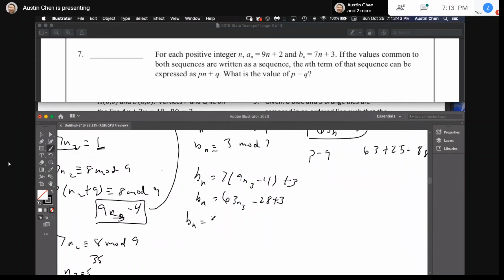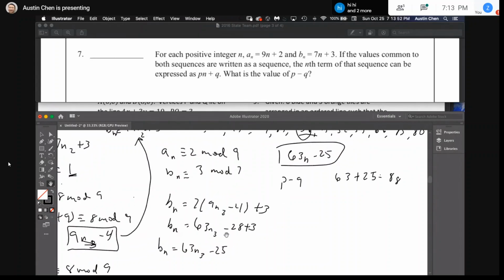Okay, so then look at this. Then we have 63 times n sub 3 minus 25, which is the exact same thing that we had before, right? So yeah, then you have p and q again, and you get the same thing. All right.